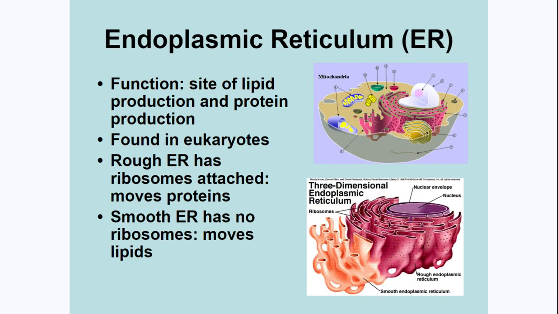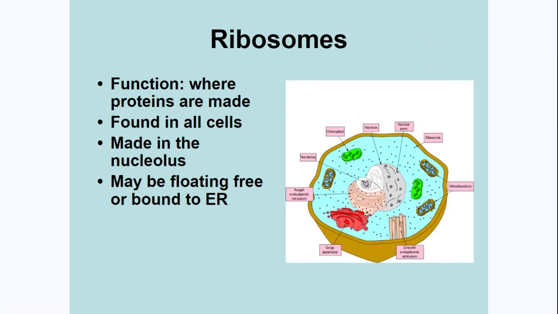Then we have the ER. Oh, let me go back for a second. I always think of the ribosomes as being the factories. They're making stuff that the cells have to have in order to survive. So I think of the nucleus as the bank. I think of the plasma membrane as the screened-in porch. And I think of the ribosomes as a factory.